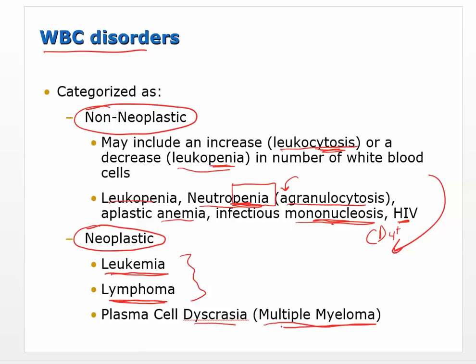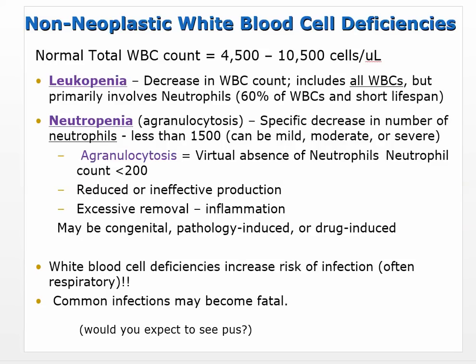And then plasma cell dyscrasia, you may never have heard of that, but you may have heard of something called multiple myeloma. I think somebody, an athlete or something, was just diagnosed with multiple myeloma. It was on the news and they were talking about it as though everybody knows what multiple myeloma is. Well, good news, you're going to. All right, so the non-neoplastics, we'll start with that first.